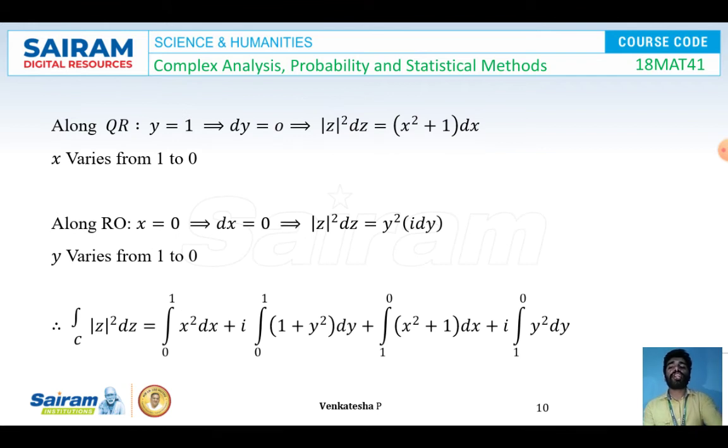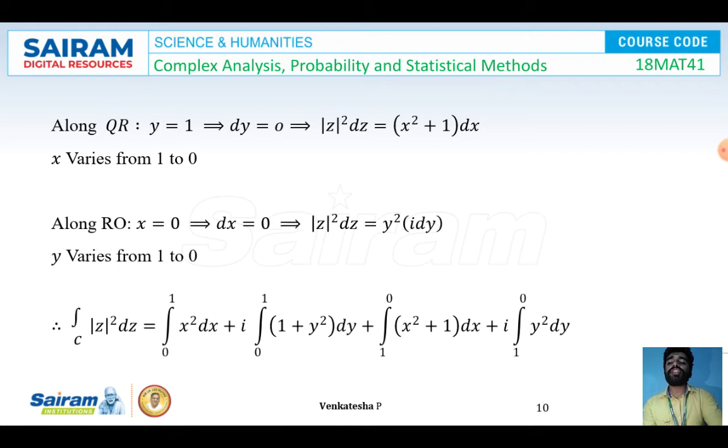Now along the region QR, the common point is y is equal to 1, which implies dy is equal to 0. So in the function, I'll be putting y is equal to 1, dy is equal to 0. So I got the equation x square plus 1 into dx. The function has dx, so we have to find the limit for x. So in the region QR, x varies from 1 to 0.